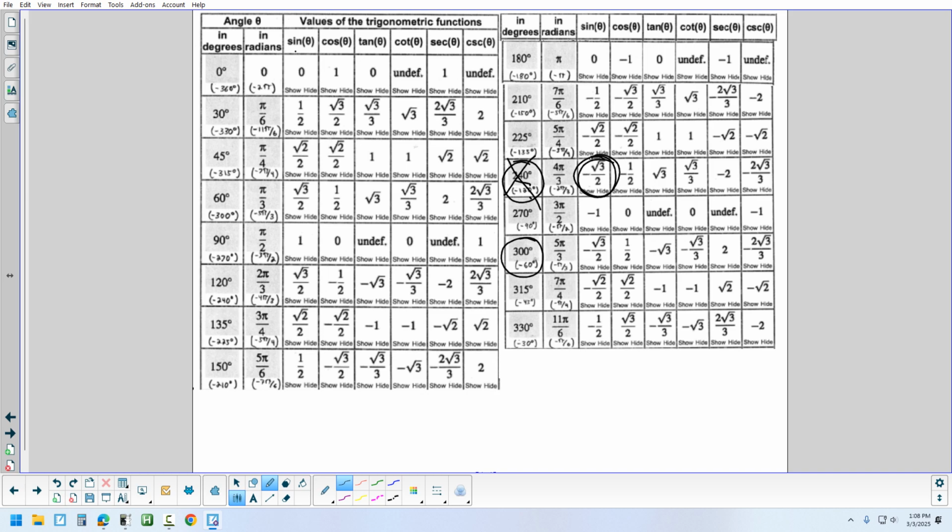And if you're like, well, what if there's more than one between -90 and 90? No, there never will be. If there's more than one, then you picked the wrong row. There will only be one answer. So -60.